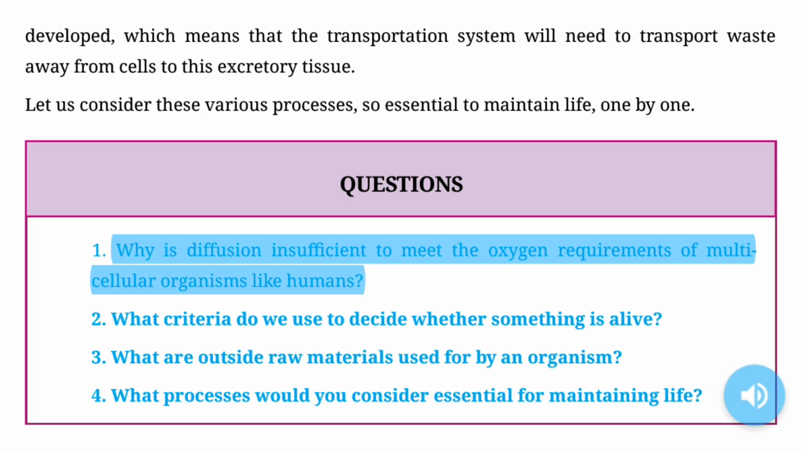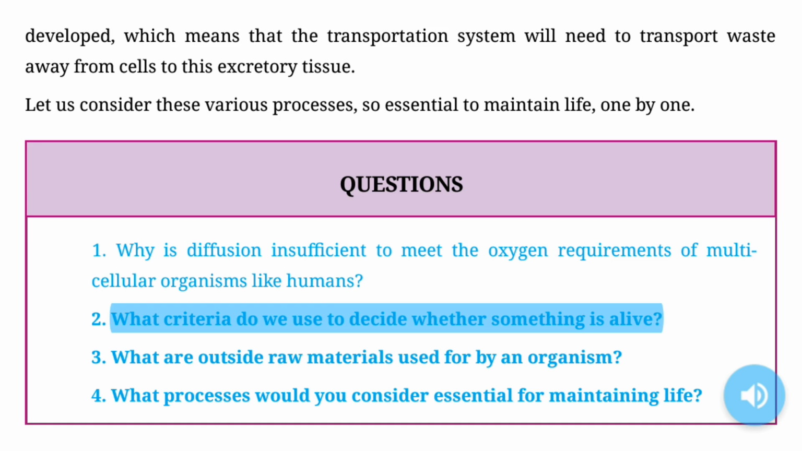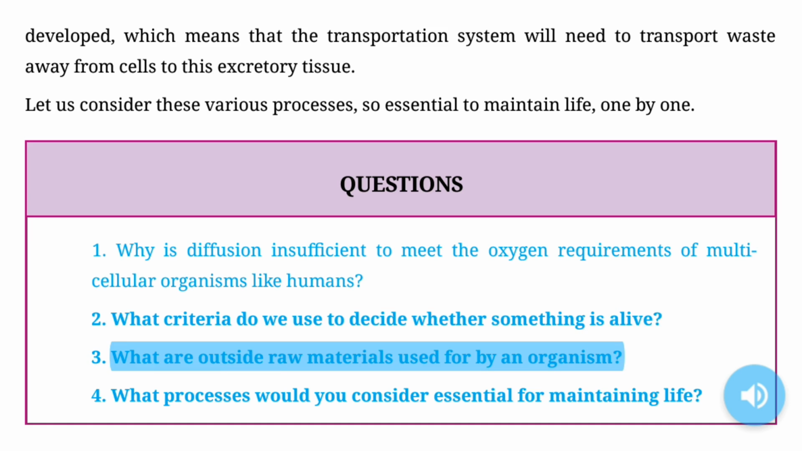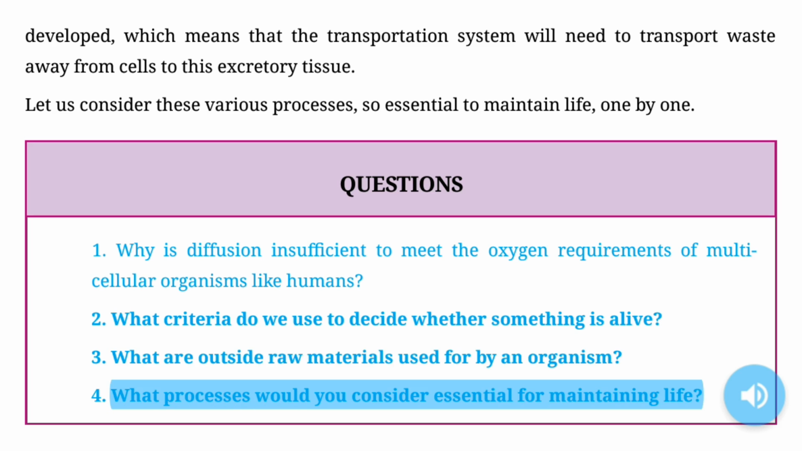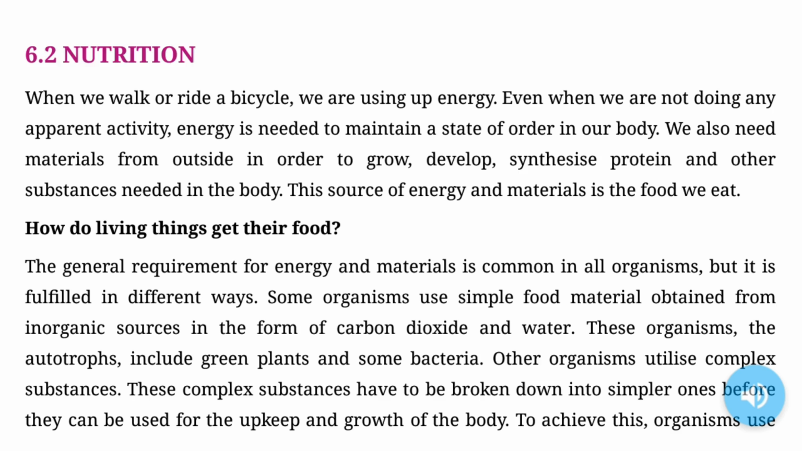Questions. 1. Why is diffusion insufficient to meet the oxygen requirements of multicellular organisms like humans? 2. What criteria do we use to decide whether something is alive? 3. What are outside raw materials used for by an organism? 4. What processes would you consider essential for maintaining life?